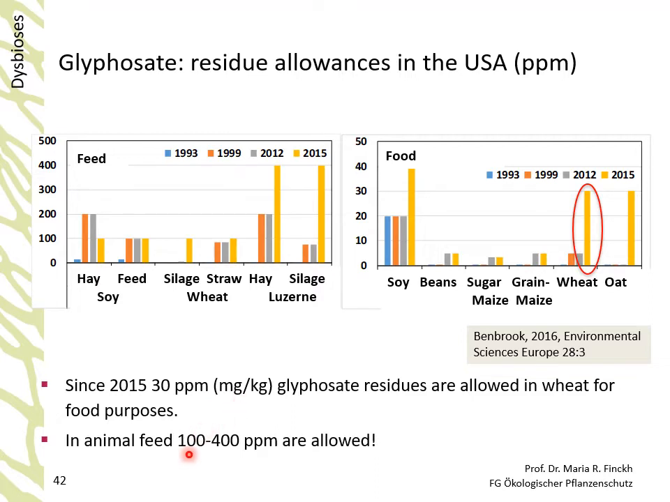And in animal feed, 100 to 400 ppm are allowed. So this is really dramatically higher. The reason that they have increased the values is because they got into this habit of spraying wheat dead before harvest, and they could not get the residues down to 5 ppm anymore. So they simply raised the residue levels.